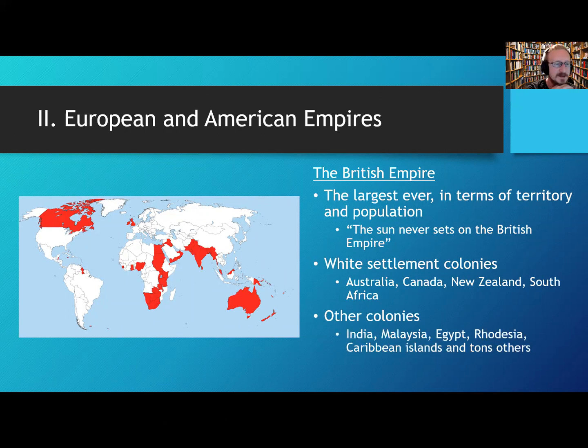There's too many to list here, but the big ones are India. India is the crown jewel in Britain's empire because it just has hundreds of millions of people. Malaysia, Egypt, Rhodesia, which is in Eastern Africa. Much of the Caribbean belongs to Britain, even today. At least it's part of the Commonwealth today. And there's just a ton of colonies, too many to list here. So the British Empire is the largest one, including this kind of strip from north to south in Africa, where they dominate about 40% of the African territory.